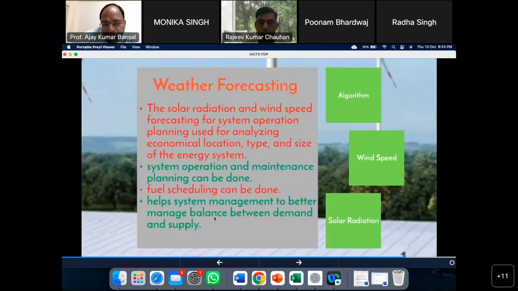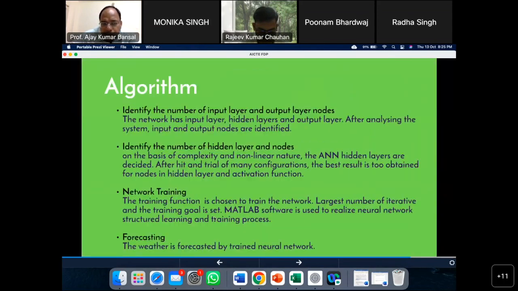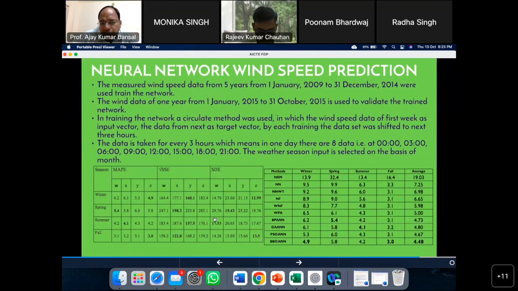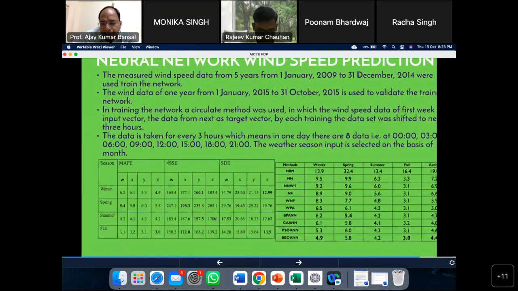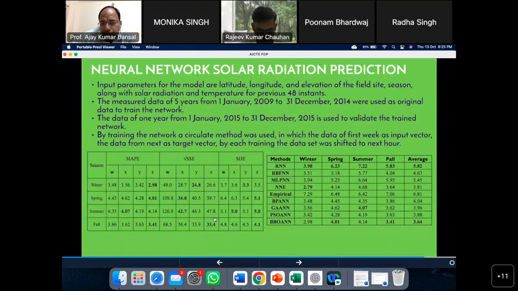Now the other term which we are using is weather forecasting, because we have a hybrid energy system whose complete efficiency will be depending on these weather parameters. So on the basis of weather parameters, we need to forecast the solar radiation and wind speed data, and this forecasted data will be used in these algorithms, and with the help of these algorithms we have compared the effect of the forecasted data. So we have a neural network for wind speed forecasting, and then solar radiation forecasting with the help of a neural network.